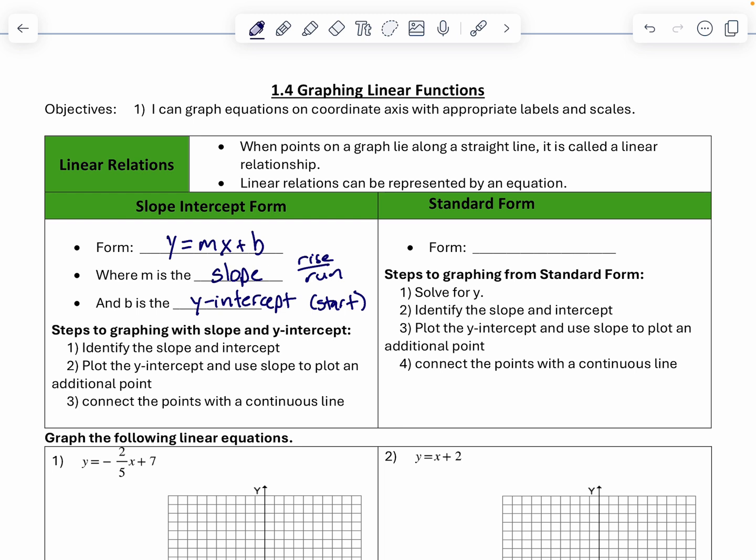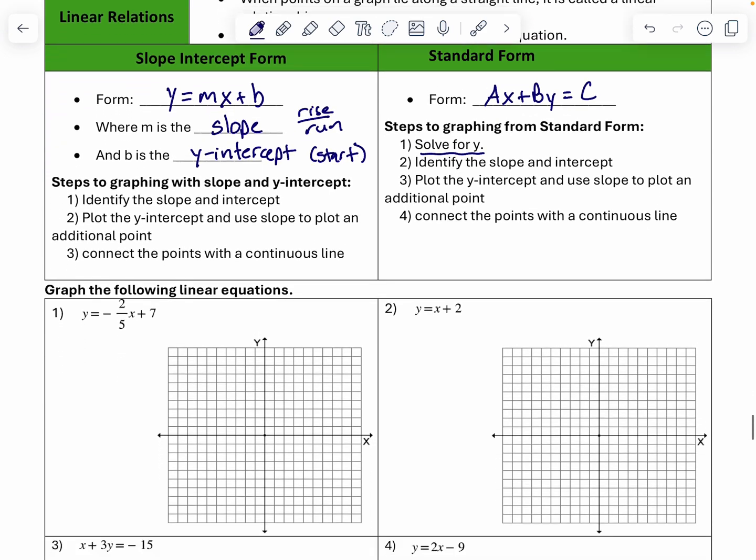Standard form is another way we're going to see it, and that's when you see them with x and y on the same side. So the way that's written is usually ax plus by equals c, where a, b, and c are all numbers. But we have that x and y, so we have to rearrange it. We have to solve for y. So that's why we were practicing those literal equations, where we rearrange it and get y by itself. So let's take a look at this.